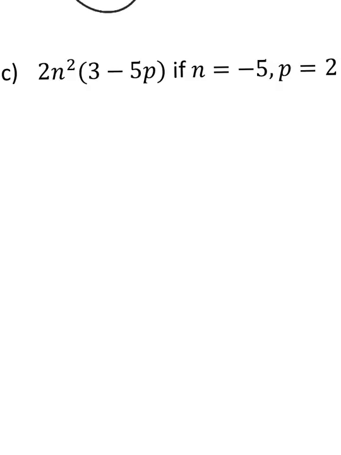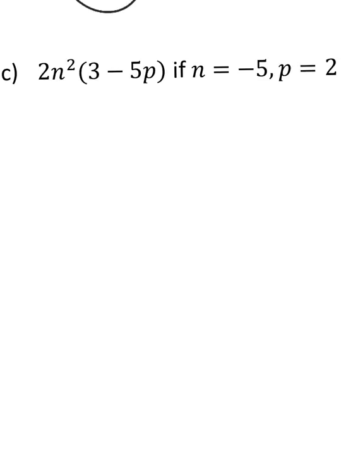As you're working down the page, every problem gets a little bit harder. Letter C is the first example where we're now going to substitute in 2 different values for 2 different letters. The rules don't change. Every time you see an n this time, we're going to plug in a -5. Every time you see a p this time, you're going to plug in the number 2.